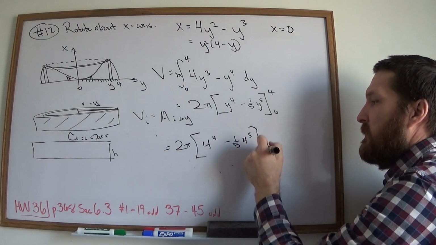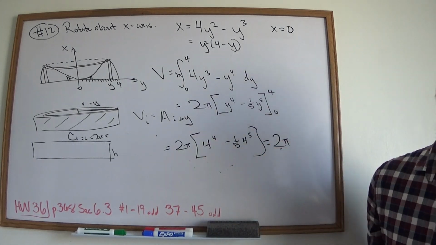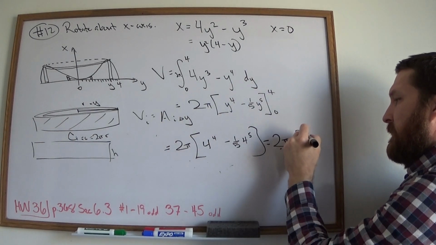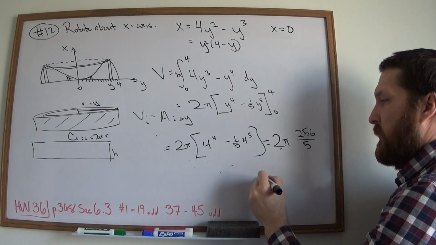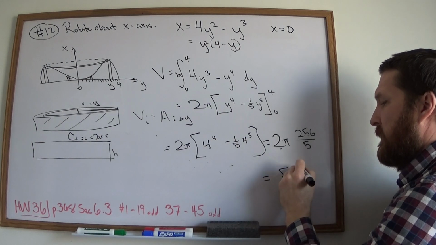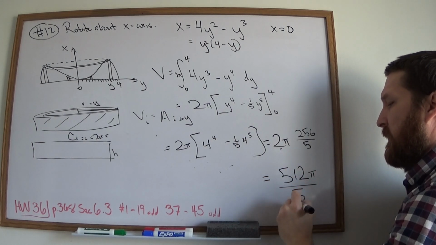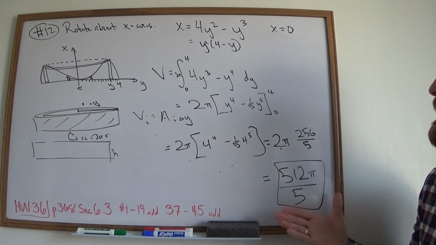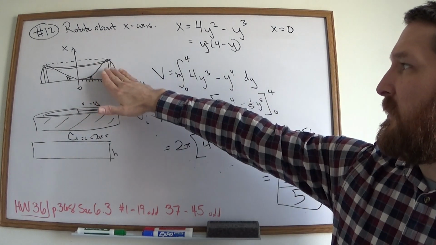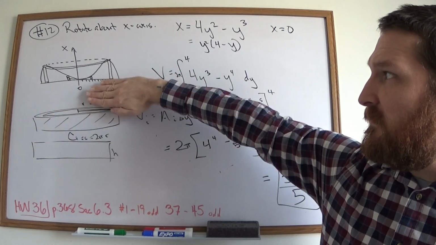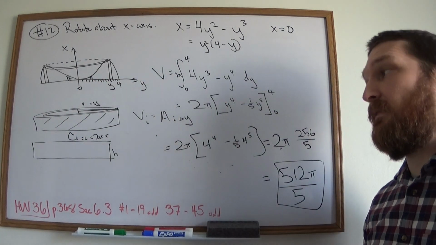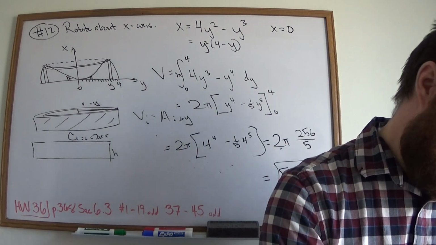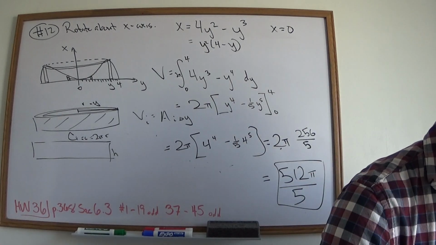And if you work this out, you get 2 pi times 256 fifths, which works out to 512 pi over 5, which is positive. Should we have expected something positive? Yes, because this area was positive. Now, if it were down here, that would have been a different case, but it's not, so I feel good about this. I checked it in Wolfram Alpha and we're good. Everybody good on that? Yes.